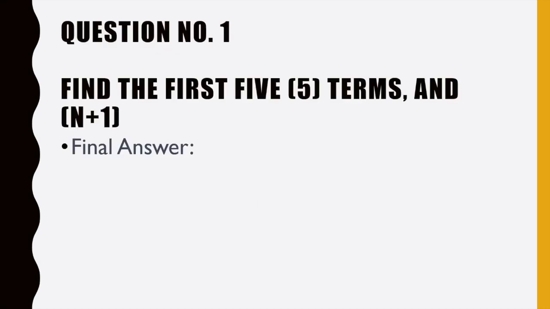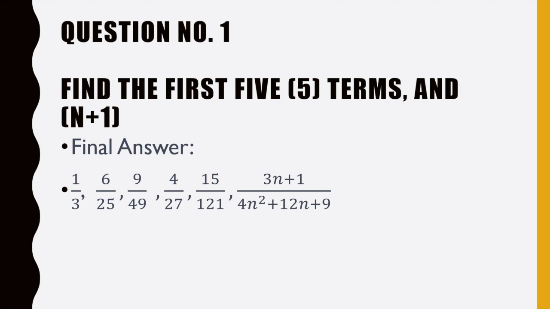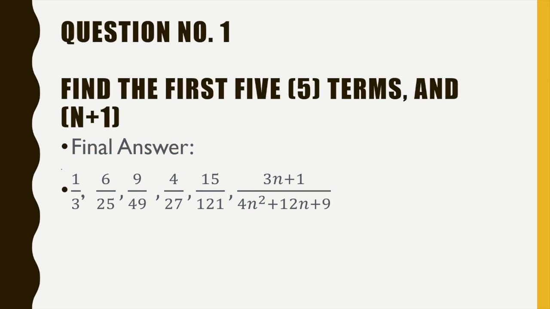For the final answer, the question asks for the first 5 terms and the n plus first term of the series, which gives us the first term of 1 over 3, the second term of 6 over 25, third term of 9 over 49, fourth term of 4 over 27, the fifth term 15 over 121, and the n plus first term is 3(n plus 1) over 4n squared plus 12n plus 9.